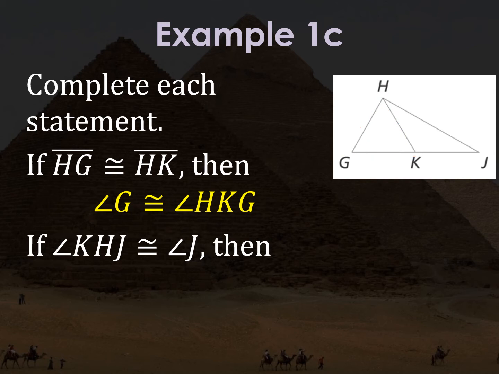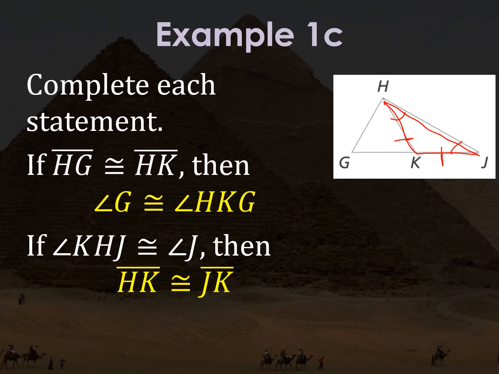Now we're going to look at the bigger triangle. If angle KHJ is congruent to angle J, now we're looking at this triangle here, and notice the two base angles are angles KHJ and J, which means these two sides are congruent. So HK is congruent to JK. So it's an isosceles triangle, and the base is the one that's facing up and to the right.